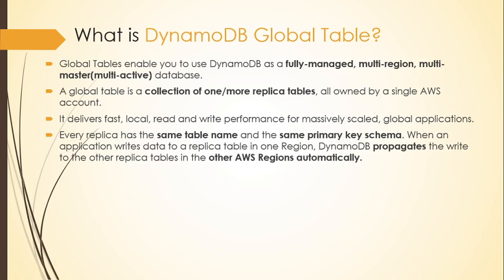Whenever you insert or update items in any of the replicas in any of the regions, it will get automatically replicated to the other replicas in the other AWS regions by DynamoDB. Each replica stores the same set of data items. DynamoDB replicates all your updates and all your changes in all the regions, so you can have the same set of data items in all the replicas.